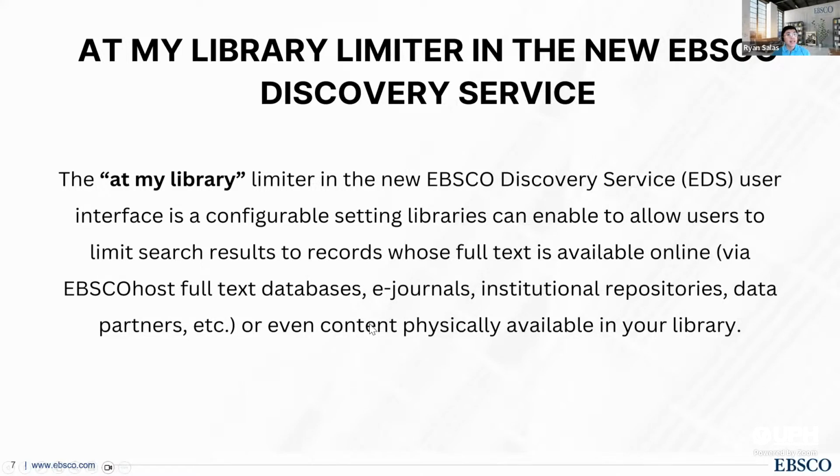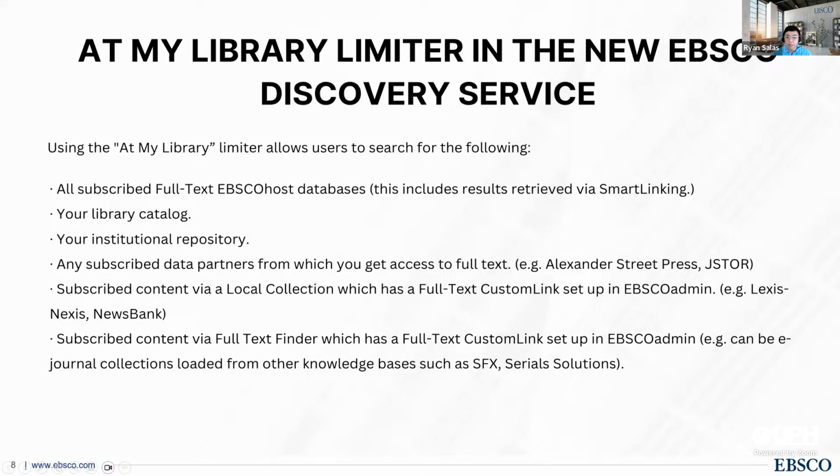Okay, so if you're going to select At My Library, for example, as your limiter, you'll be able to limit the results to the following resources. First is all your subscribed full-text EBSCOhost databases, your library catalog, your institutional repository, and any subscribed data partners from which you get access to full text. It's also going to show you your subscribed content via a local collection, which has a full text custom link that is set up in EBSCO Admin. And finally, your subscribed content via Full Text Finder. So I know it's a bit technical, but essentially you can access your institutional repositories, your library catalog, the databases that you subscribe to, and so on.